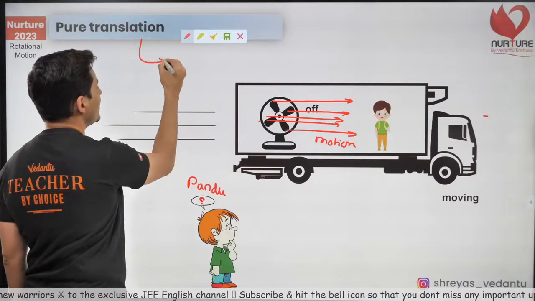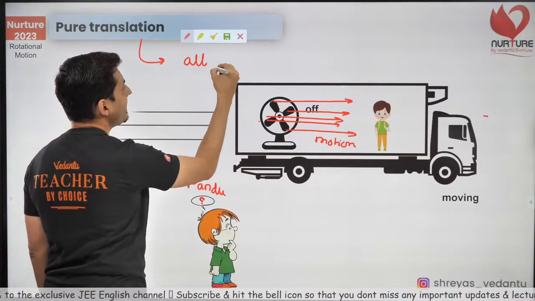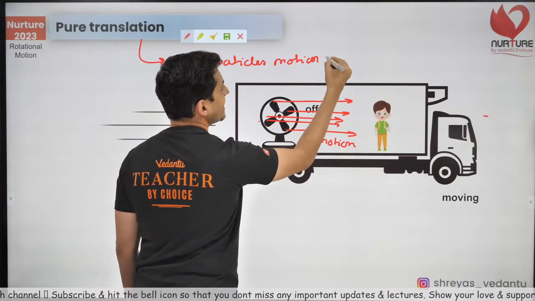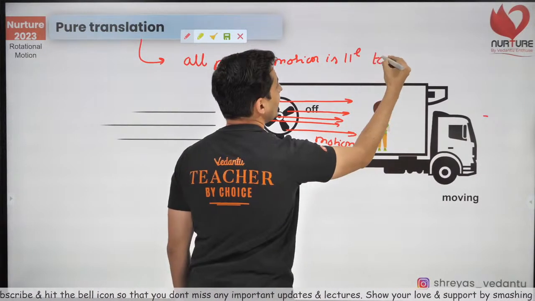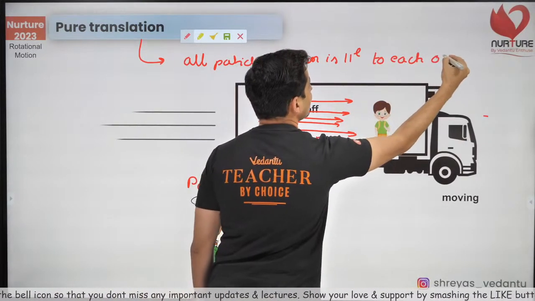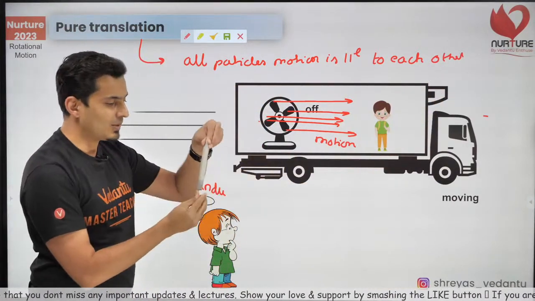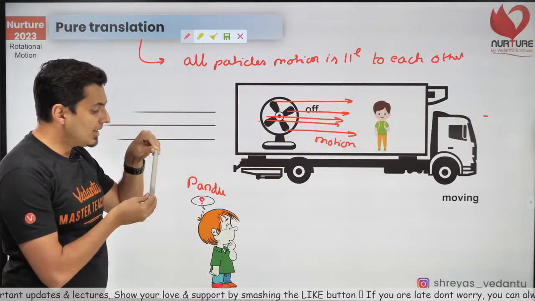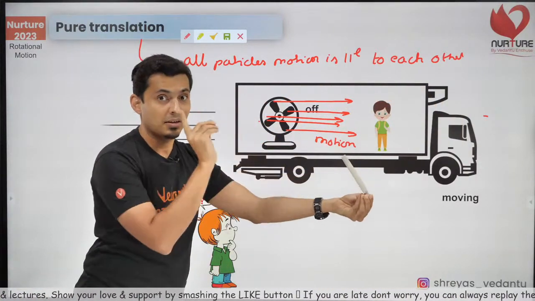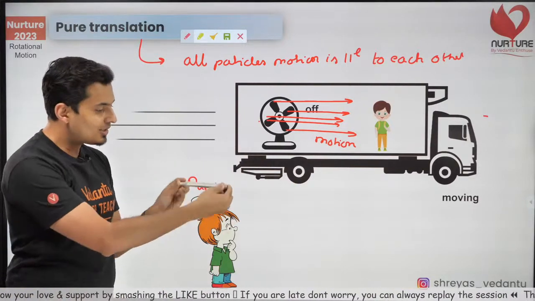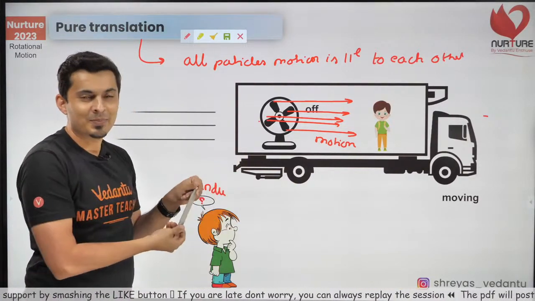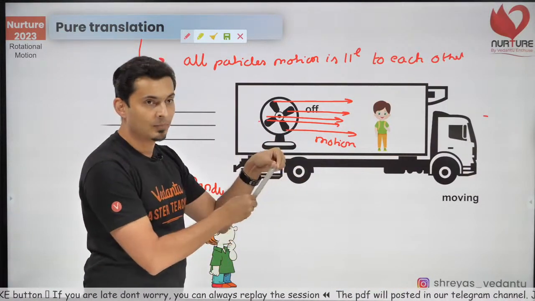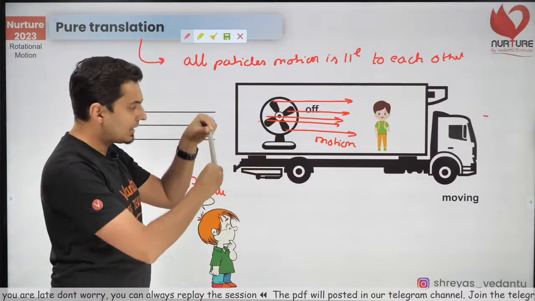So what is pure translation? Pure translation means all particles' motion is parallel to each other. So there is no change in the orientation. If I take this pen and move it like this, it's purely translating. If I take this pen and make it move like this, it's rotating and translating. If I just do it like this, then it is just rotating. So I hope you get the difference. Translation means it should not turn even a little bit. It should just go as it is. If it goes like this, it should go like this.